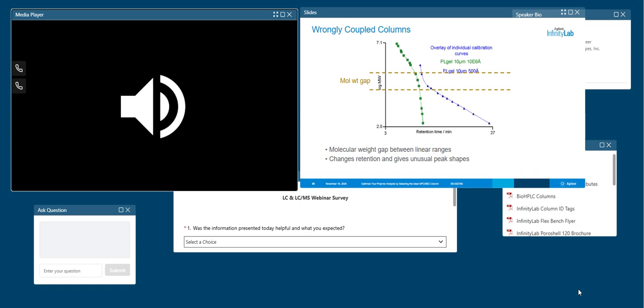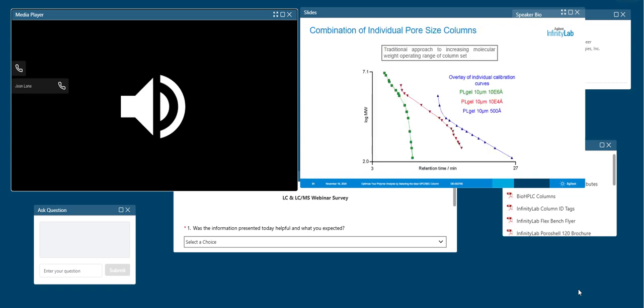If using these two columns in series, any polymers which fall into this gap in this area of mismatch would not be properly separated, resulting very likely in changes in retention and unusual peak shapes due to this dislocation. In order to have a near linear calibration range from 500 to 10 million, it would be necessary to also couple either a 10 to the 4th or 10 to the 5th column in series in addition to these two.